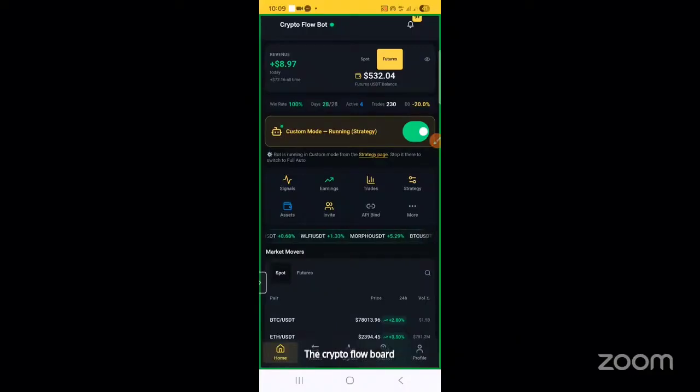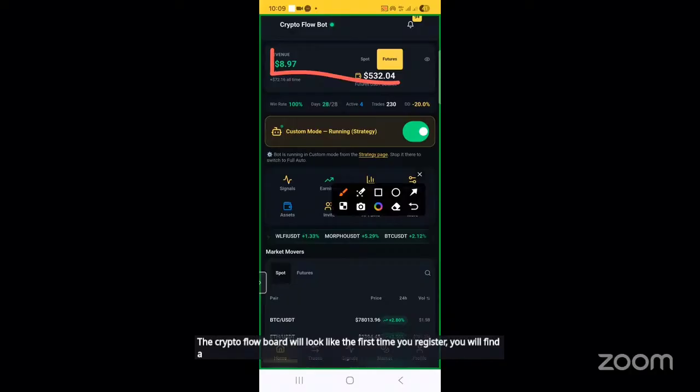Look like. The first time you register, you'll find a yellow banner around here telling you to activate your bot, deposit and activate.